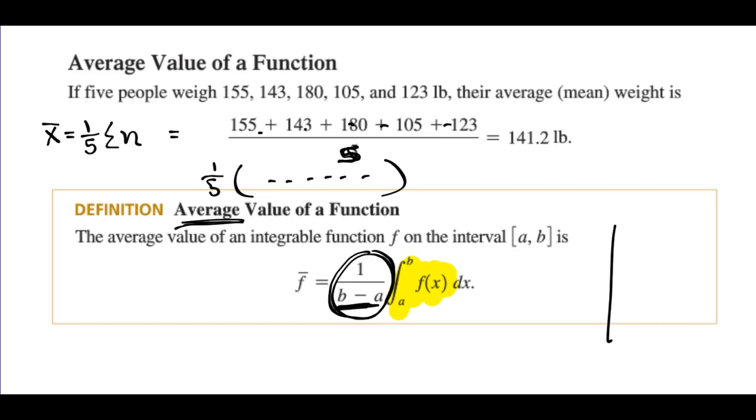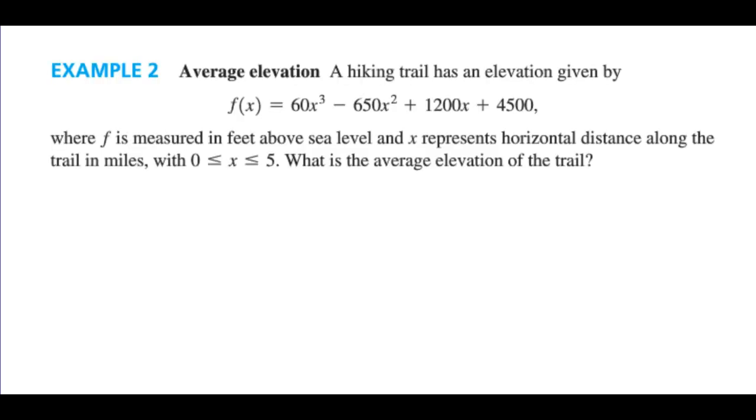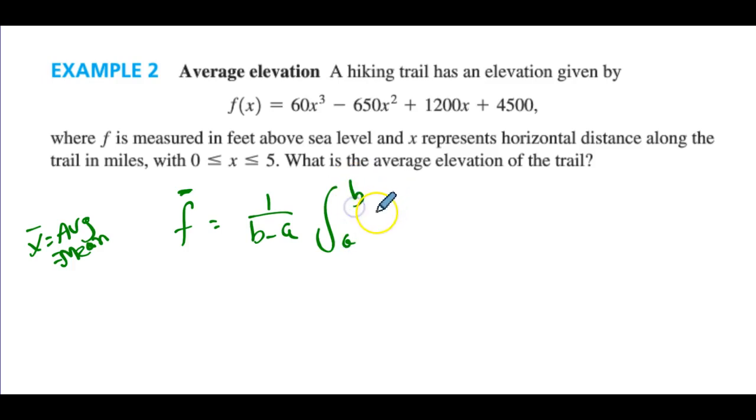So there's the formula for average value function, and here's how it works. Finding the average value is denoted as f bar, just like x bar, if you took statistics, means the average or the mean. You add them all up and divide by however many n's you have. So the average f is 1 over b minus a, and then integral from a to b.